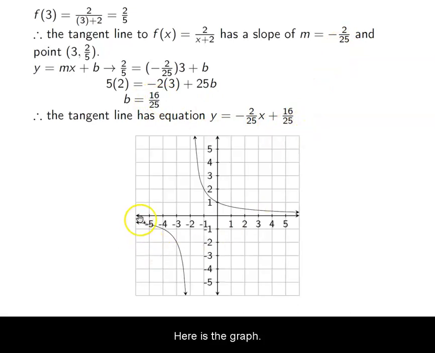Okay. Here is the graph of my function, 2 over x plus 2. Notice that there is a vertical asymptote at x equals negative 2. I was interested in what's happening at 3. At 3 I have a point, 0.4, and this is also a point on my tangent line.